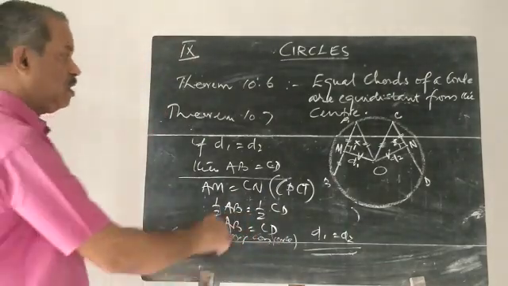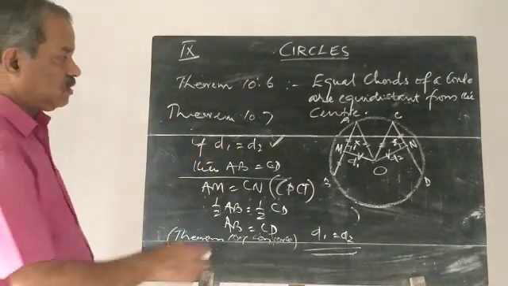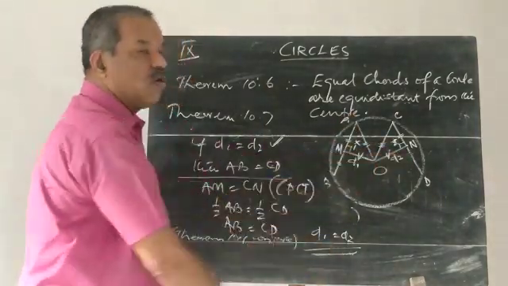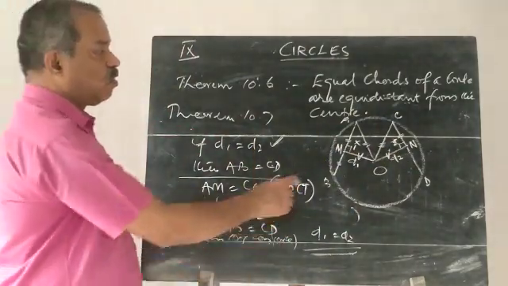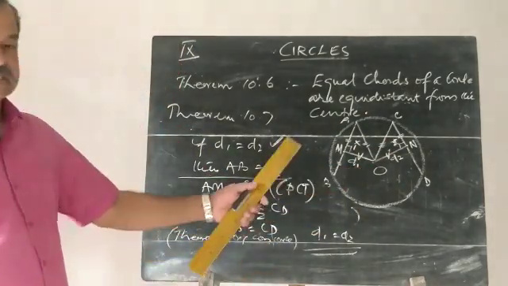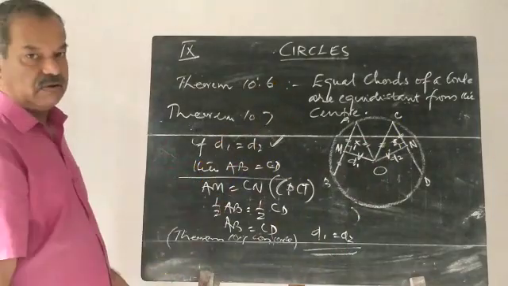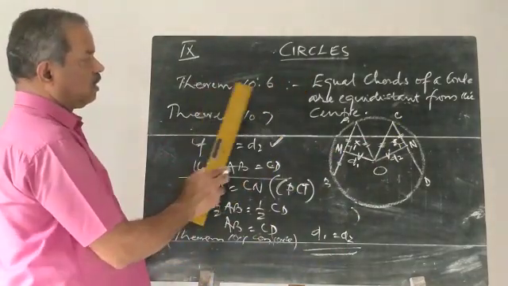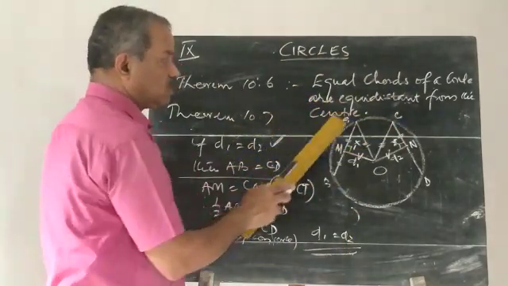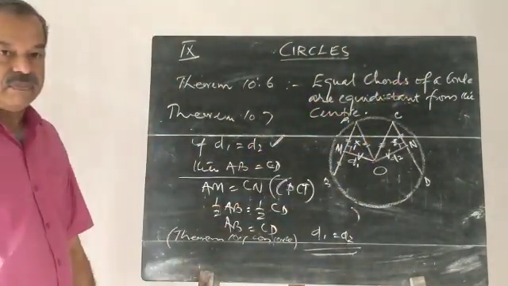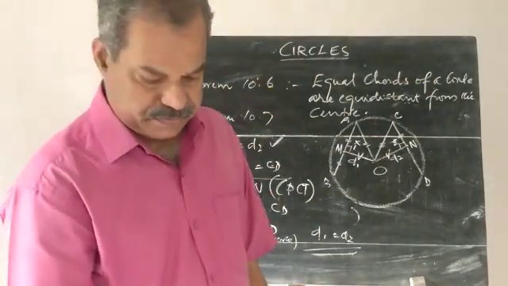So if D1 equal to D2, chords at the same distance from the center are equal. If the chords of a circle are equidistant from the center, then the chords are equal. Theorem 10.6: equal chords are equidistant from the center. And if the chords are equidistant from the center, then they are equal. Theorem and proof, just for understanding. So remember this.